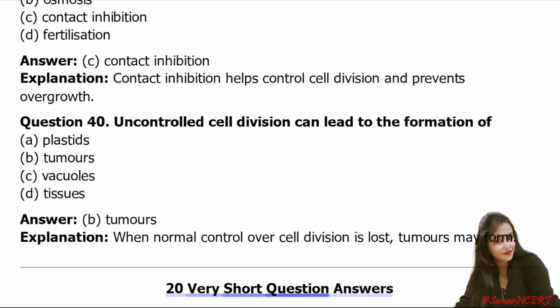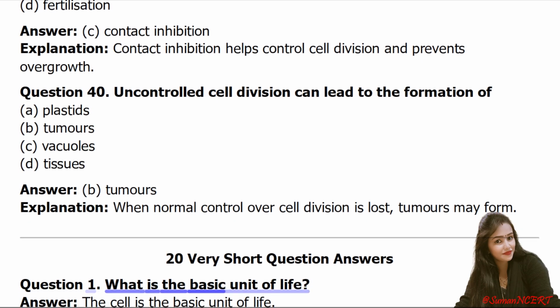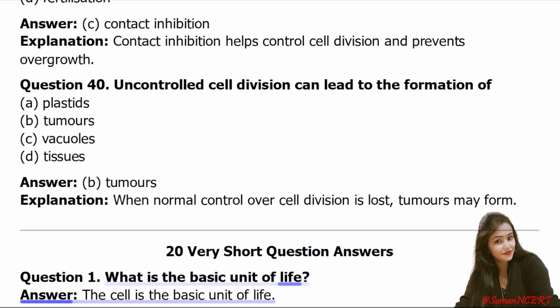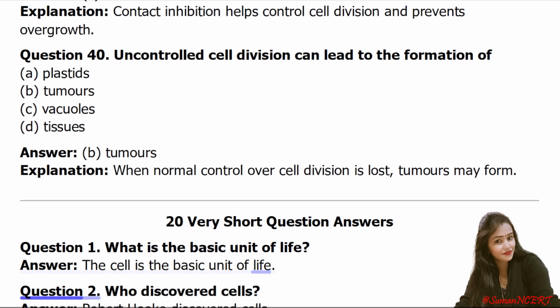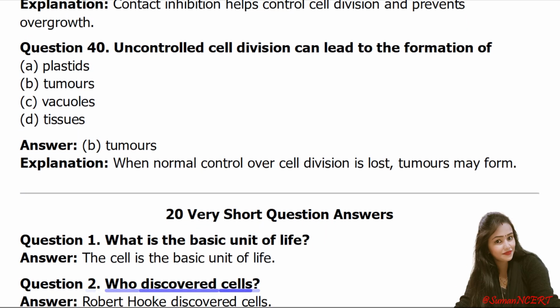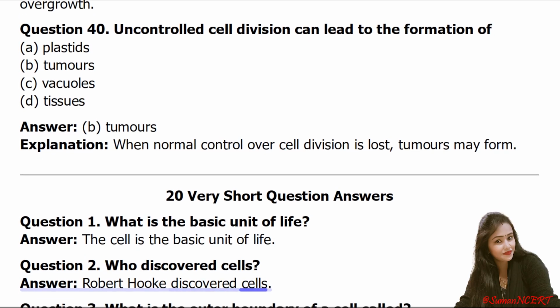20 very short question answers. Question 1. What is the basic unit of life? Answer: the cell is the basic unit of life. Question 2. Who discovered cells? Answer: Robert Hooke discovered cells.